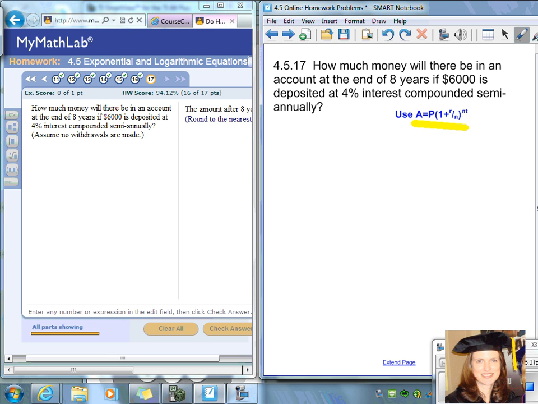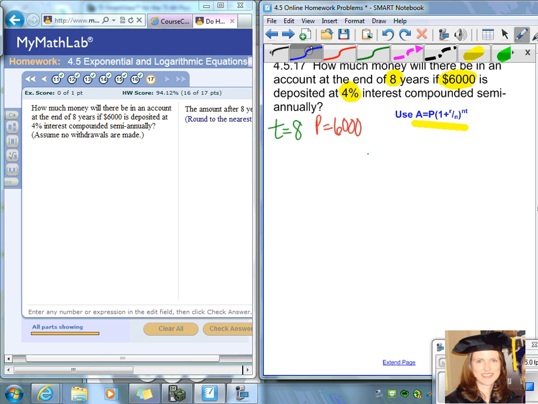Now we have some numbers here. The first number I see is 8. So let's say that's 8 years. So we can say t is going to equal 8 years. The next number I see is $6,000. That's how much you're going to deposit. That's your present value. So P is equal to $6,000. The next number I see is 4%. That's your interest rate. So we're going to let r equal 4% as a decimal, which is 0.04.